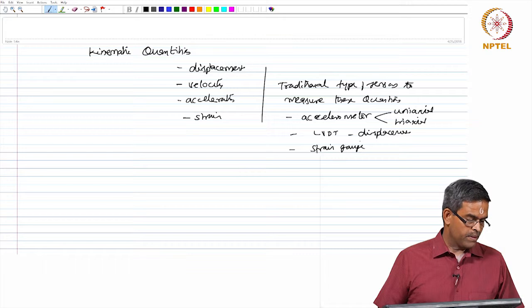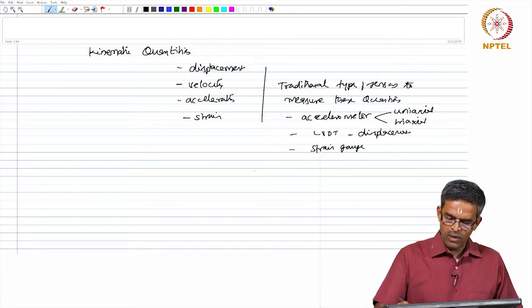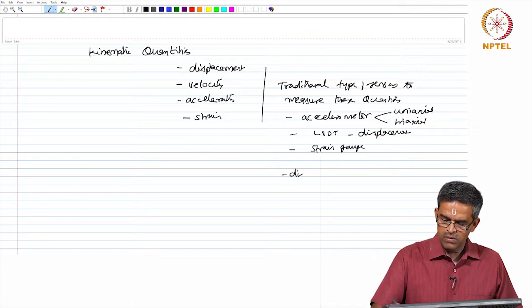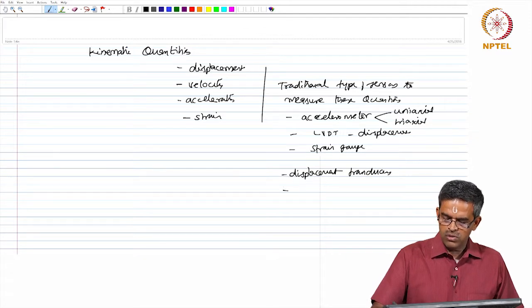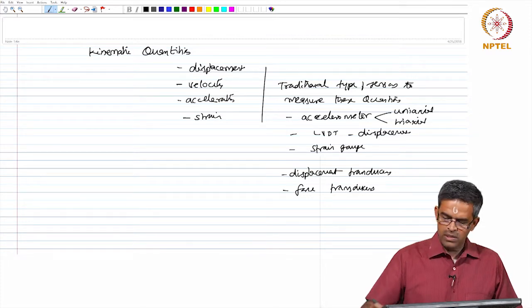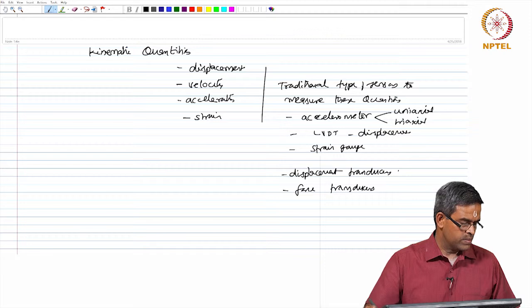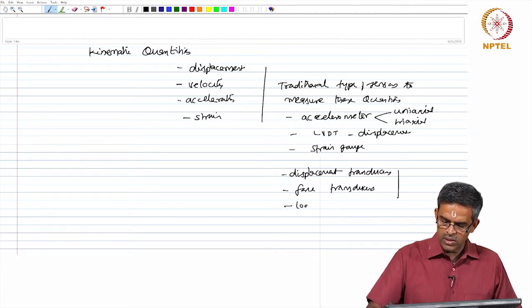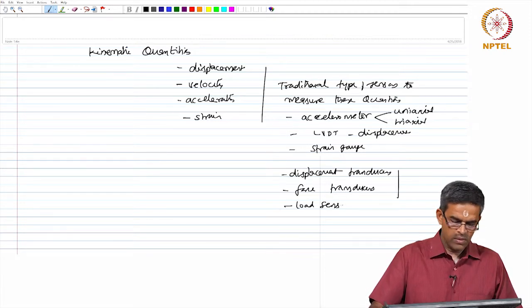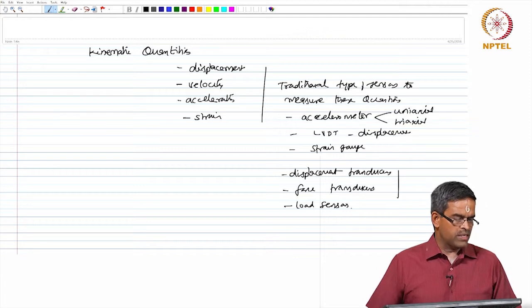One can use displacement transducers, force transducers to measure dynamic responses. One can also use load sensors to measure the variation in the loads.